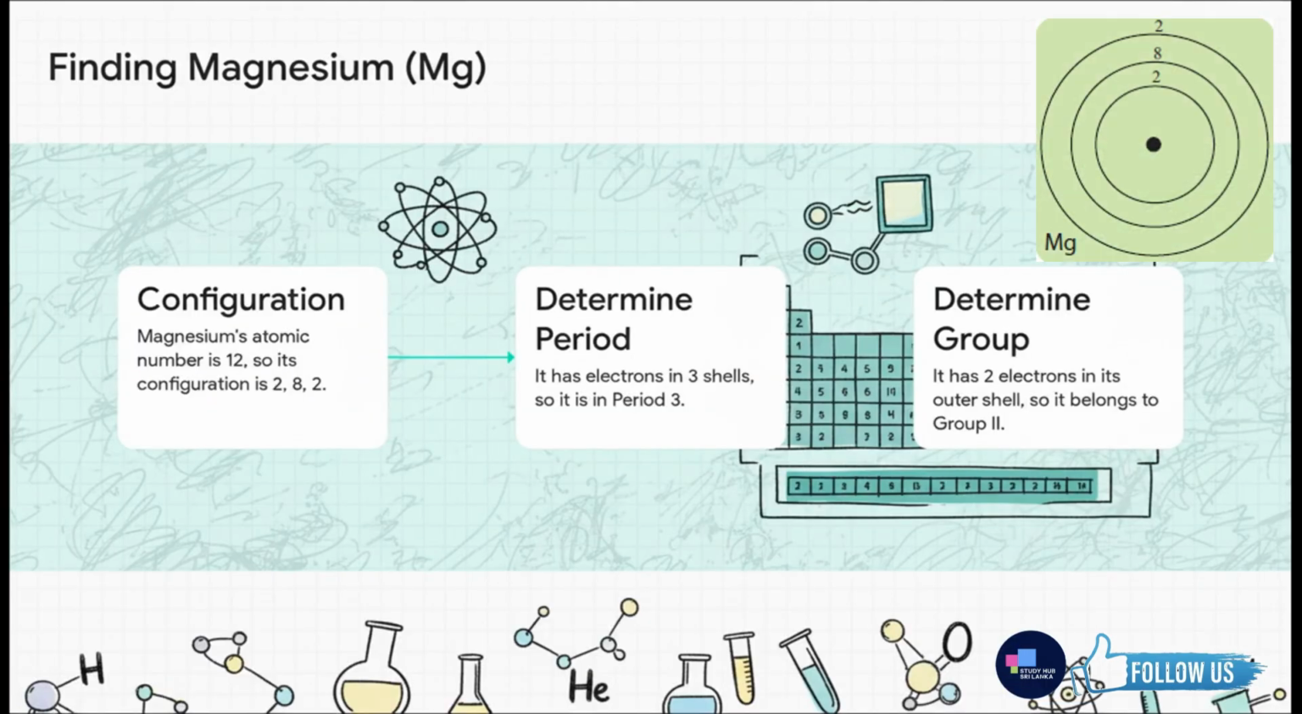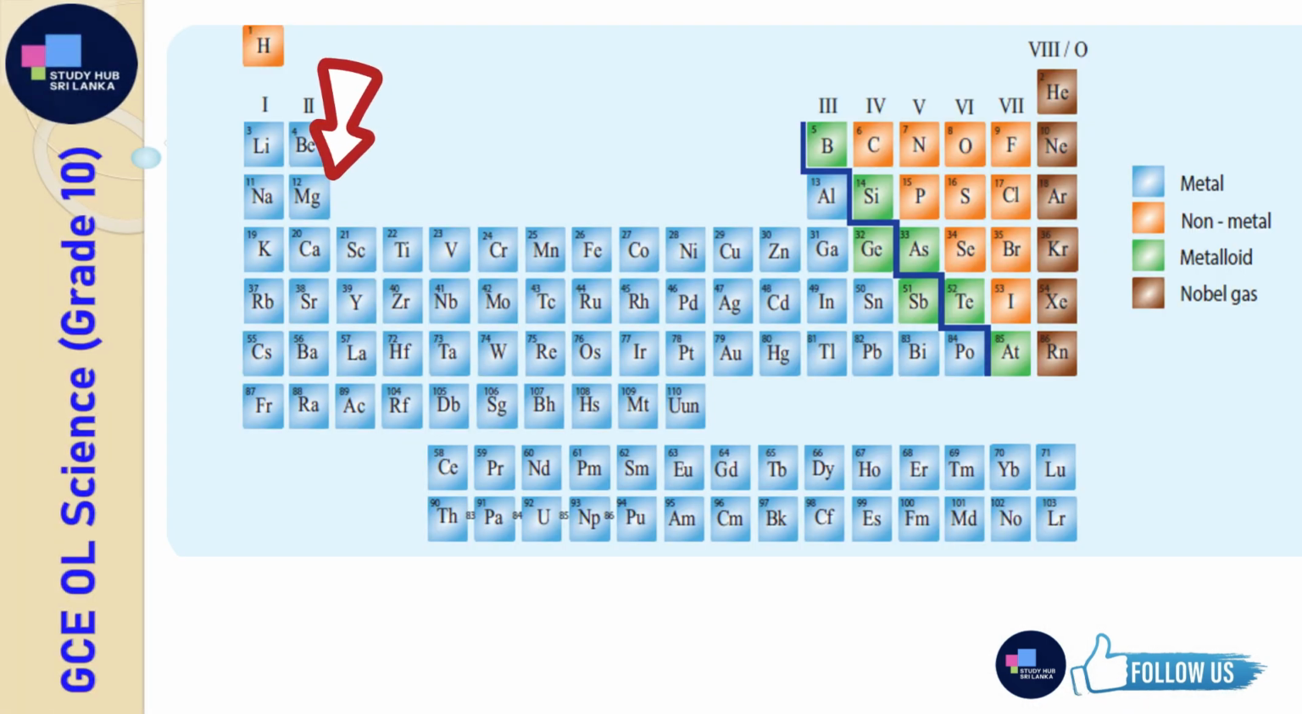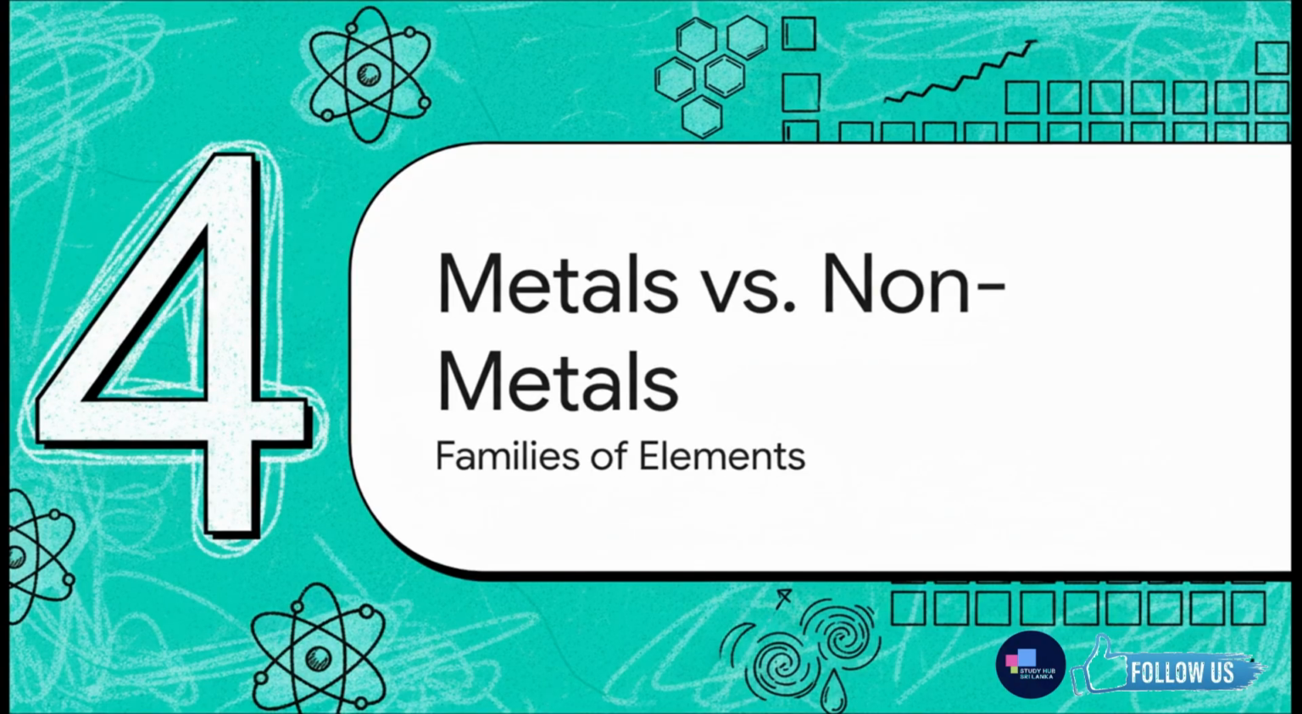Okay, let's put it all together with magnesium. So magnesium's atomic number is 12. That means its electronic configuration is 2, 8, 2. Right, first, the period. How many shells do we have? 1, 2, 3. So it's in period 3. Now for the group. We just look at the number of electrons in that last outer shell. And there are 2. So that means it's in group II. Simple.